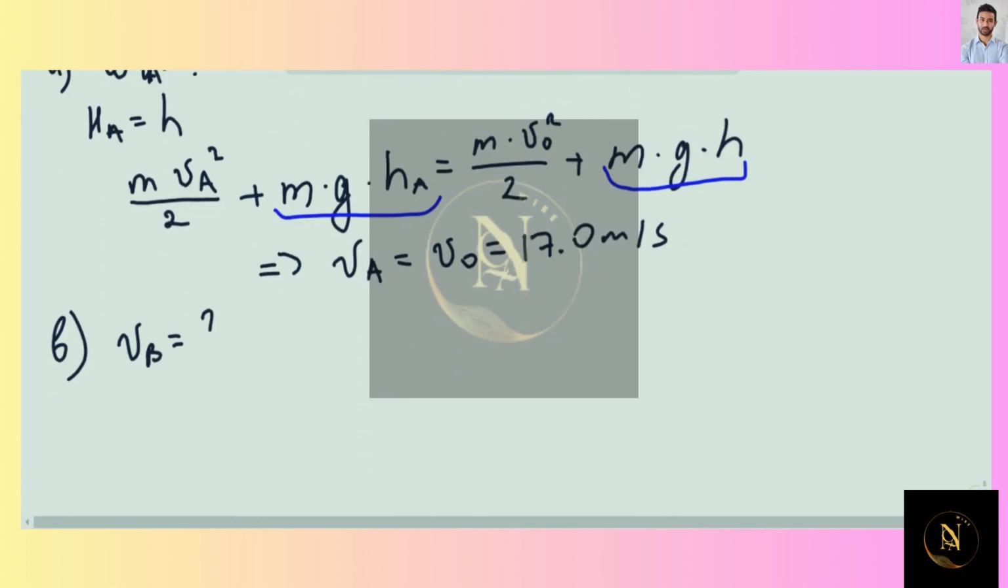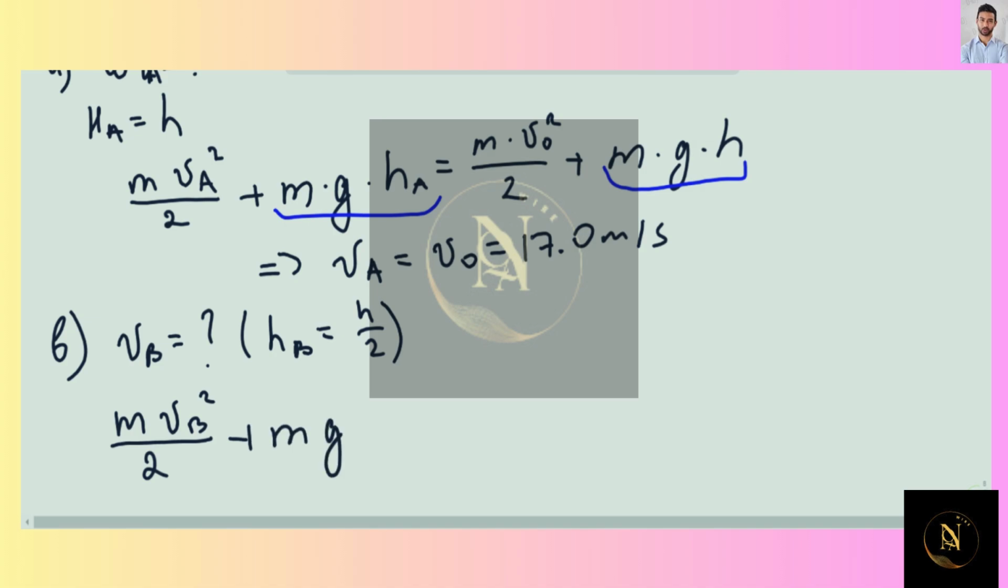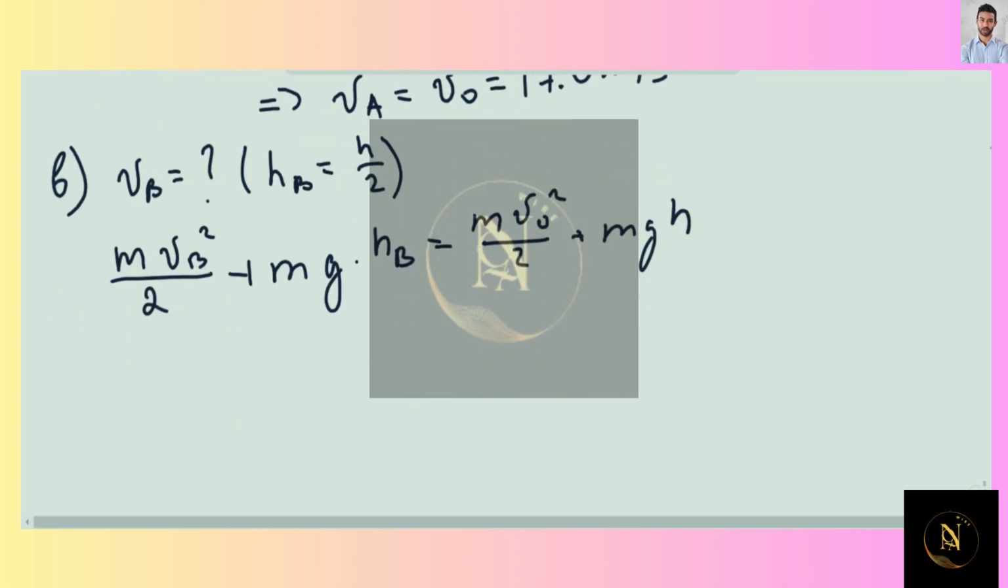So now let's answer the next question. We have to find the velocity at point B when the height of the roller coaster is h/2. So let's calculate the total mechanical energy for point B. It equals m multiplied by velocity squared over 2 plus mass multiplied by g multiplied by h at point B. It equals the total mechanical energy of the system. So now let's rearrange this equation.